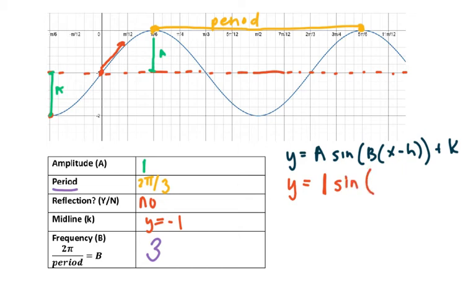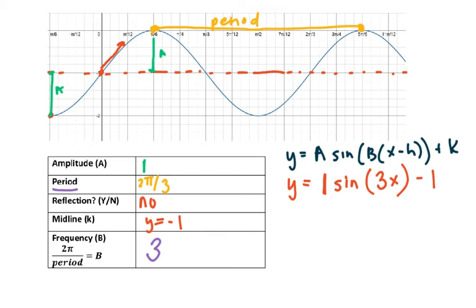Our b value is 3. And we just said that we are not going to have a horizontal translation. This function has not been moved right or left. So h is going to be 0. So that is just going to leave us with 3x in parentheses. And then finally, our k value is our midline, which is -1. So this is going to be the sine function that represents this graph here.